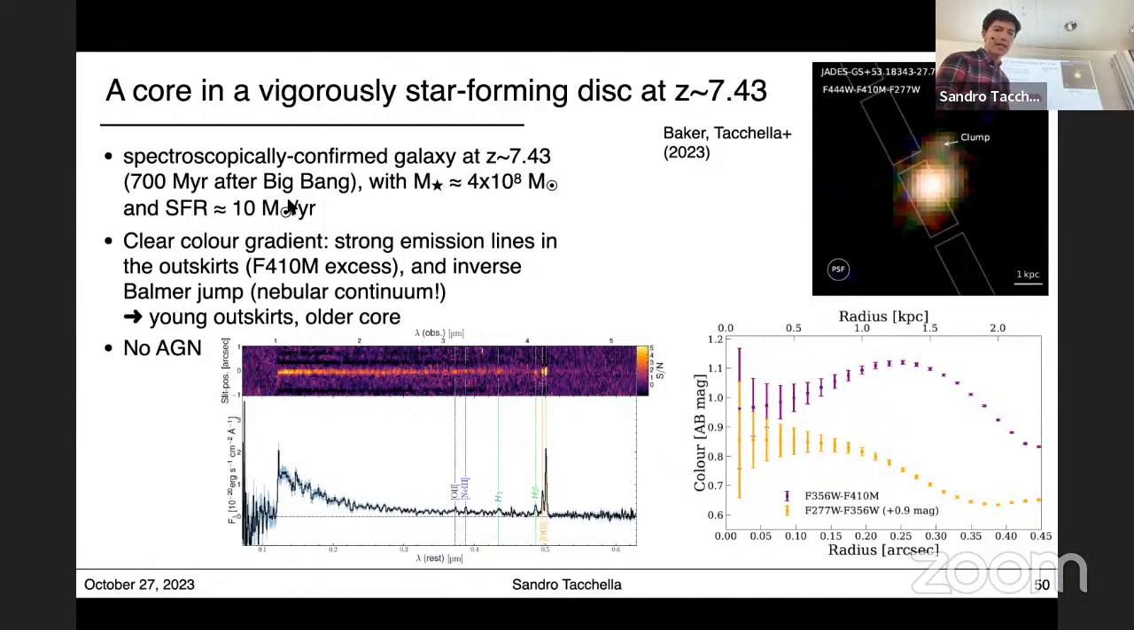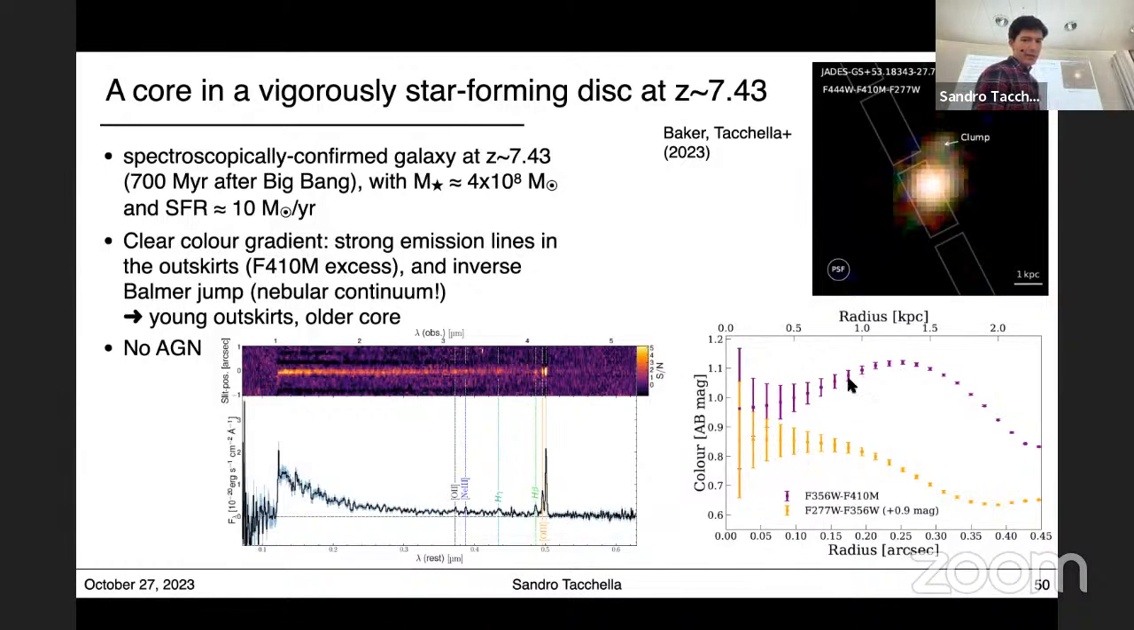An actively star-forming galaxy. It seems to have a clumpy structure, but even more interestingly, we have a very interesting color gradient in this galaxy. This is now after doing the PSF homogenization, so you don't see the PSF effects here. You see really pure color gradients. And you can see that the color from 2 to 4 micron is increasing.